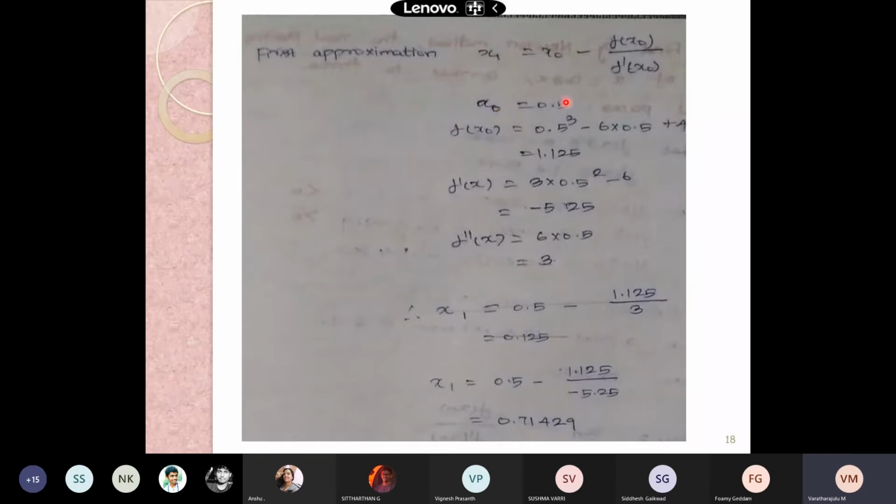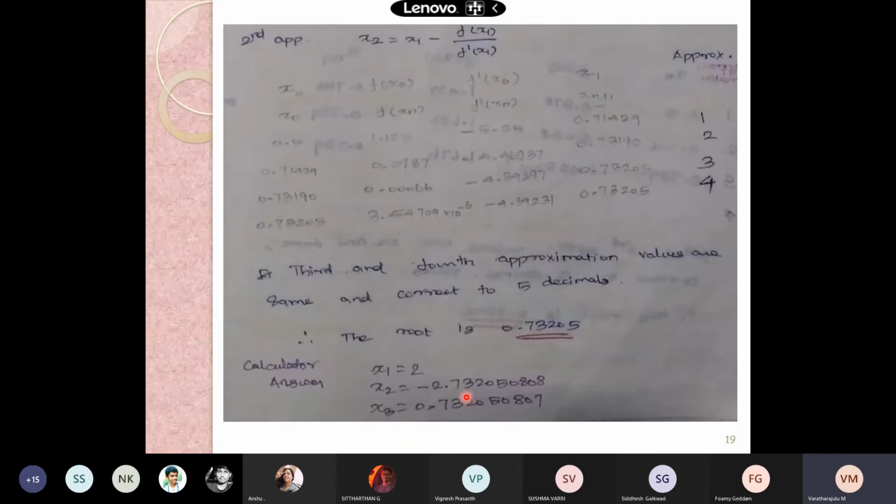First of all, apply this 0.5 in f of x, similarly f dash of x and f double dash of x, then find x1, and continue. Here I made a table: xn, f of xn, f dash of xn, and the result xn plus 1. This is the first iteration, second, third and fourth iteration, and the results. The root is 0.73205. I have calculated the answers using a calculator, and these are the results.